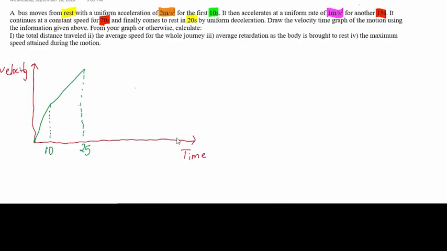Now, in continuation, it continues at a constant speed for 70 seconds. So the bus now continues moving with a constant speed for 70 seconds. 70 seconds, that's a long time. Let's see our 70 seconds. We have 70 plus 25 will give us what? 95.